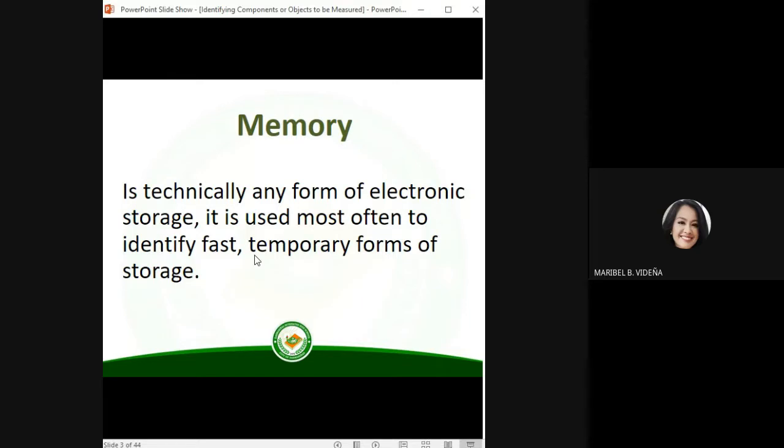It is technically any form of electronic storage. It is used most often to identify vast, temporary forms of storage. Always remember, if your computer's CPU had to constantly access the hard drive to retrieve every piece of data it needs, it would operate very slowly. When the information is kept in memory, the CPU can access it much more quickly. Most forms of memory are intended to store data temporarily.